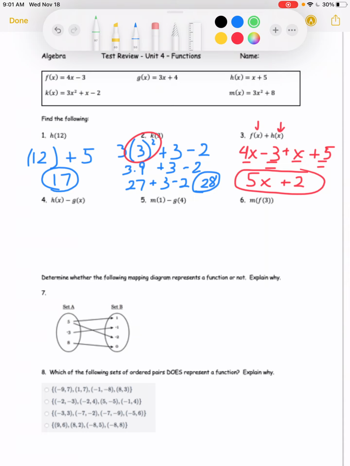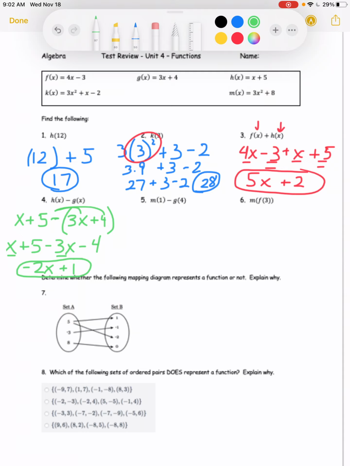Okay, so then similar to that, this next one has subtraction happening. So h of x is x plus 5 minus, now put parentheses around this because we're subtracting whatever g of x is. So 3x plus 4 is being subtracted. So I have x plus 5 minus 3x minus 4. X minus 3x is negative 2x, and then 5 minus 4 is positive 1. We're just combining like terms again.